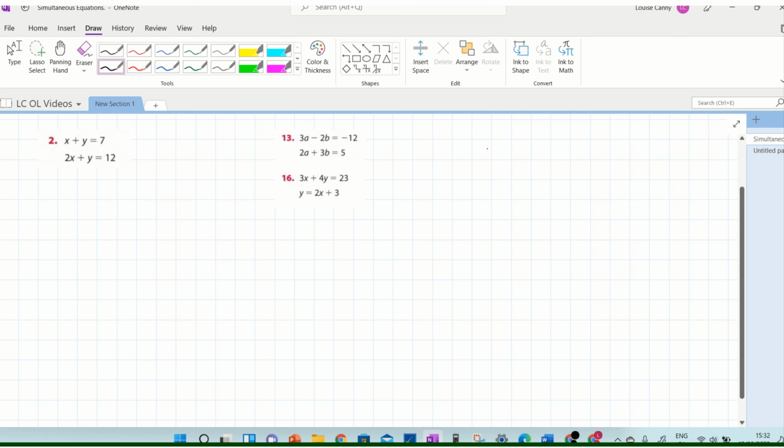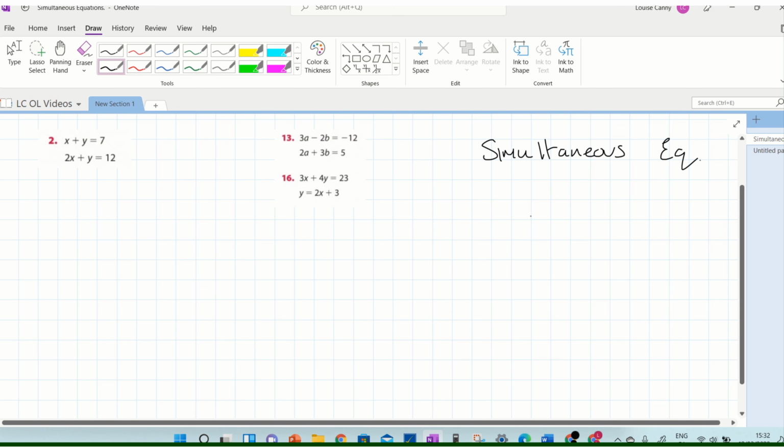Okay, so we are going to look at simultaneous equations today. And before we look at simultaneous equations, we're going to just take a look at a couple of ordinary little equations over here. So an equation is just a sum, where you have something on the left that equals something on the right. So for example, 3 plus 4 is equal to 7. That's an example of an equation.